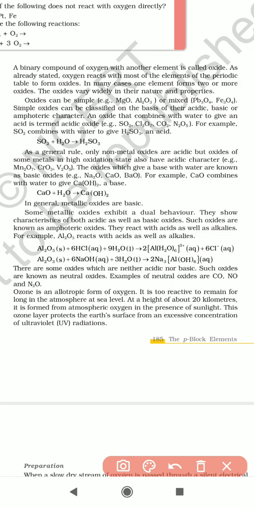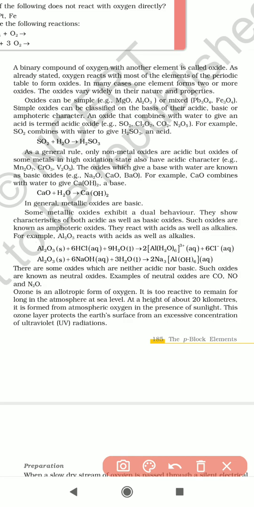In many cases, one element forms two or more oxides. So many times one element forms two or more oxides. The oxides are widely used, depending upon their nature and properties, in chemical reactions.